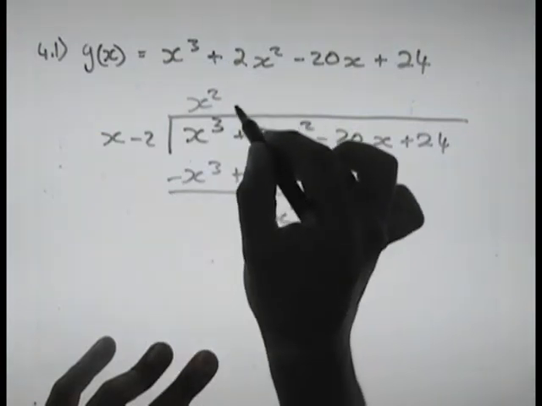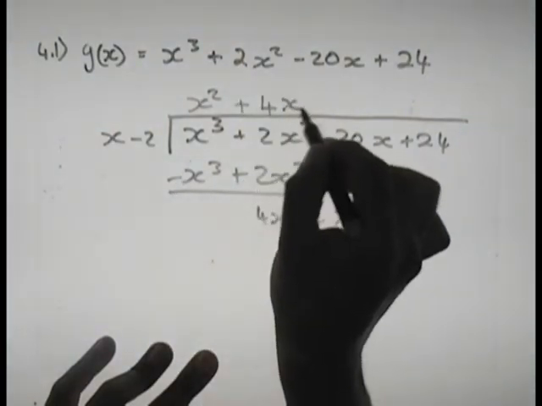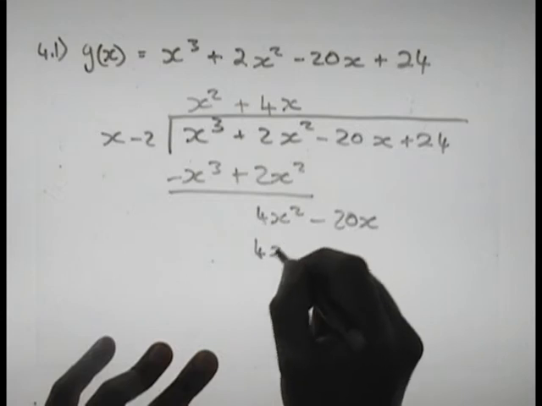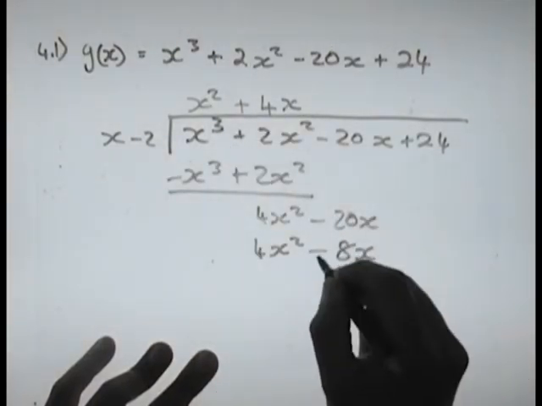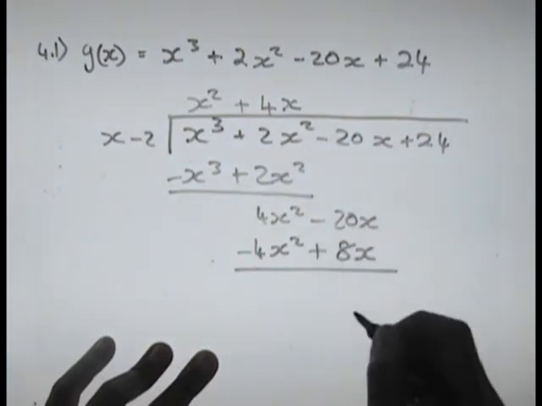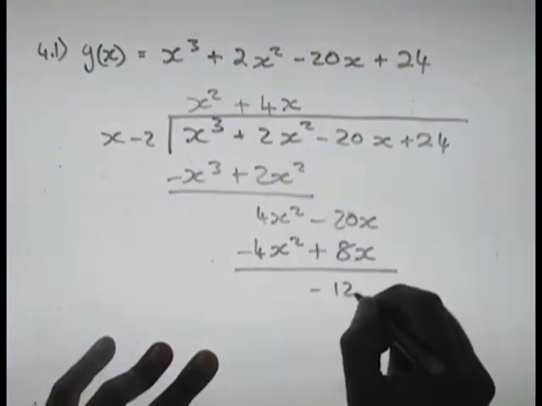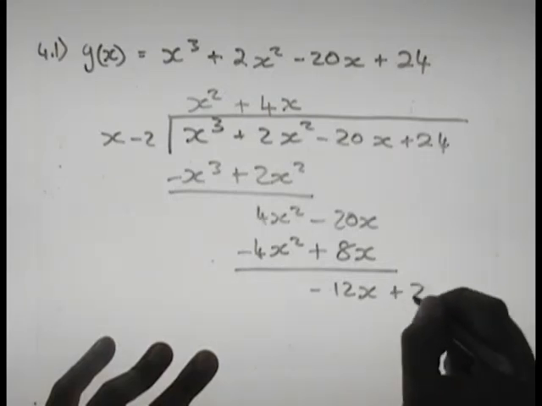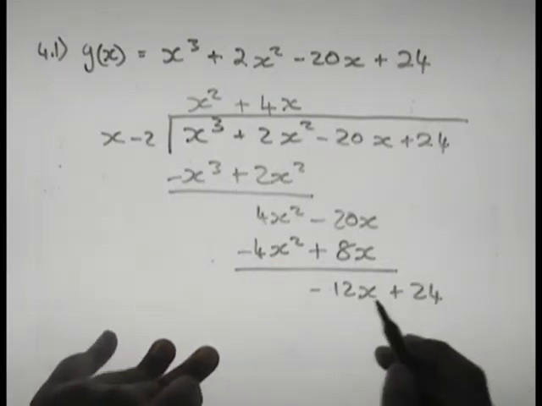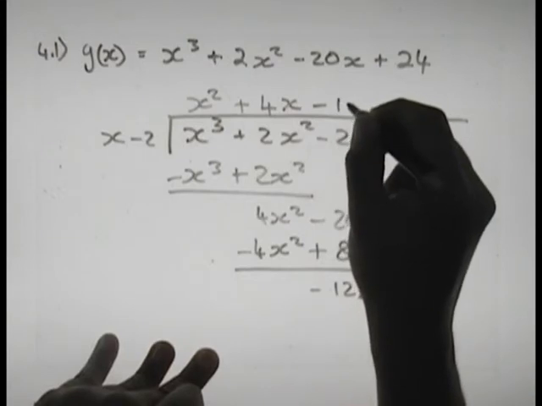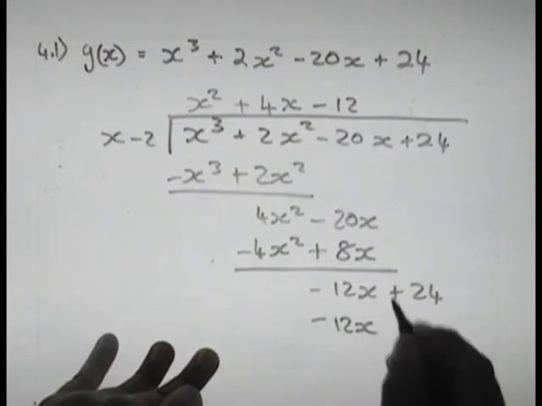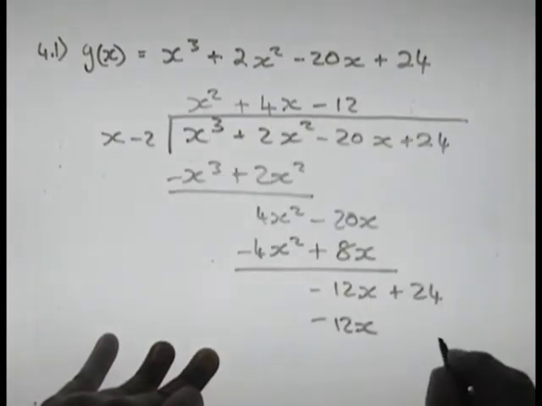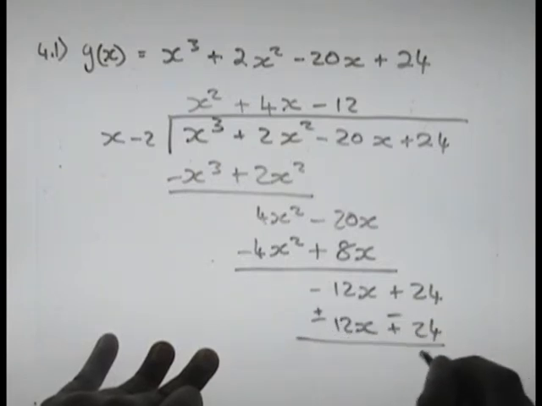4x squared divided by x will be plus 4x. 4x times x is 4x squared. 4x times negative 2 is negative 8x. Change the signs. Negative 20x plus 8x will give me negative 12x, bring down the positive 24. Negative 12x divided by x is equal to negative 12. Negative 12 multiplied by x is negative 12x. Negative 12 multiplied by negative 2 will give me positive 24. Change the signs. That should equal 0.